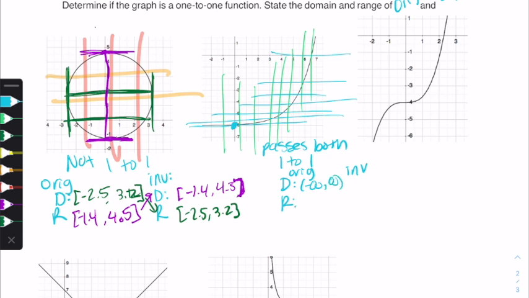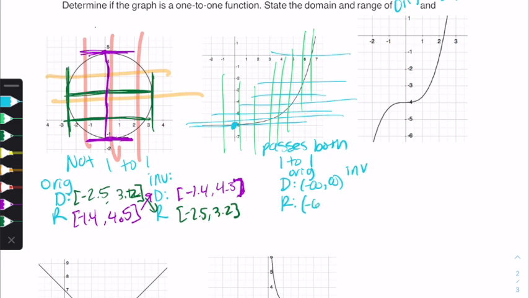Our range, notice here, this is as low as we go, and then it keeps going up forever. If you remember about your exponentials, it just gets closer and closer and closer, but it doesn't actually ever reach this value. So it's going to be really close to -6, but not actually reach it.